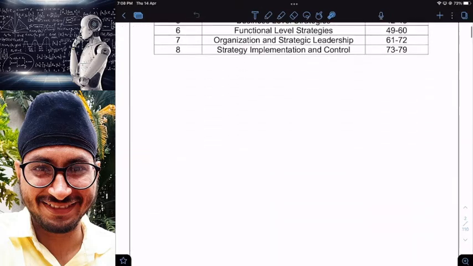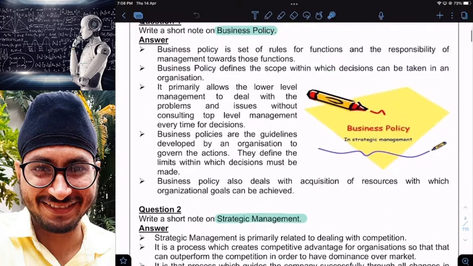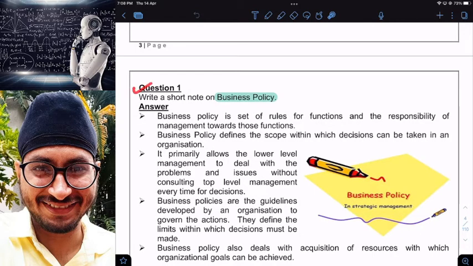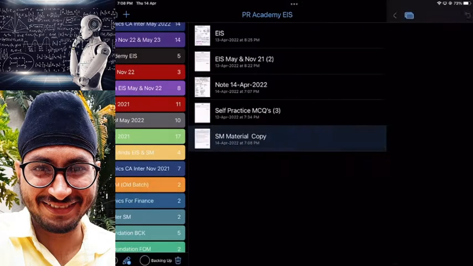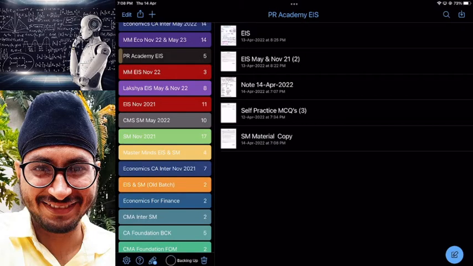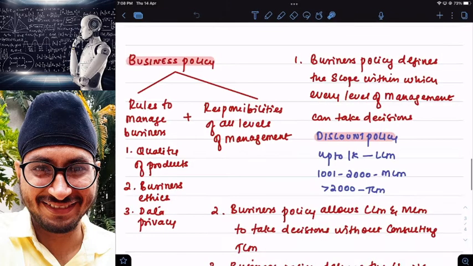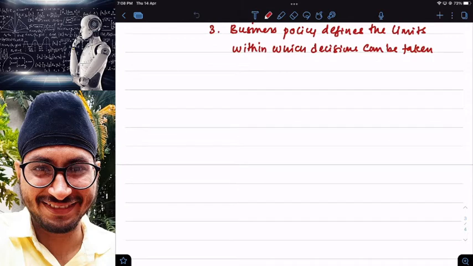So we were in chapter number 1. In chapter number 1 we have completed question number 1: Write a short note on business policy. Then we have question number 2: Write a short note on strategic management. Clear? Sir, what is strategic management? Just now we have discussed, right? Let us write a short note on it. Strategic management.